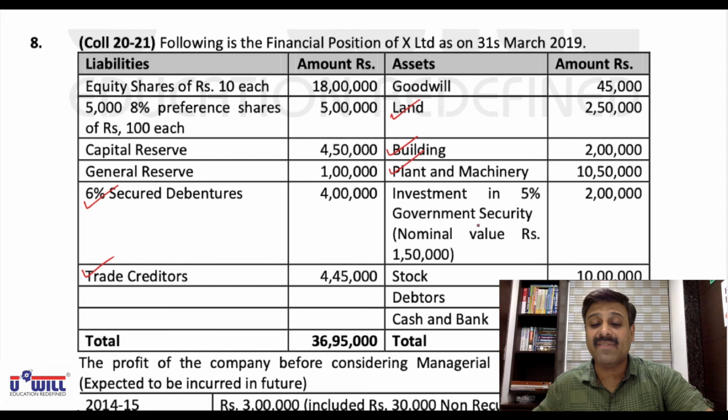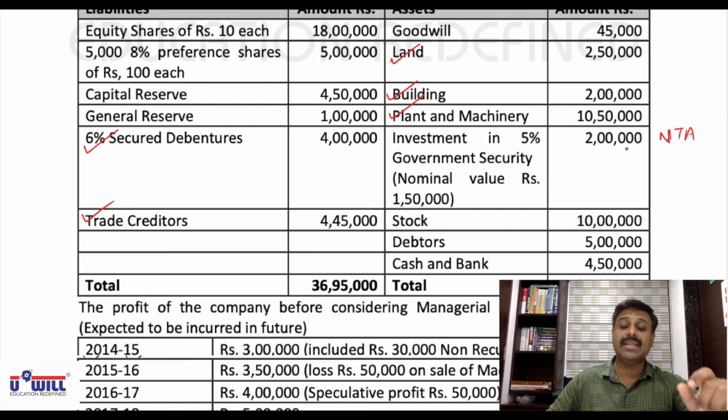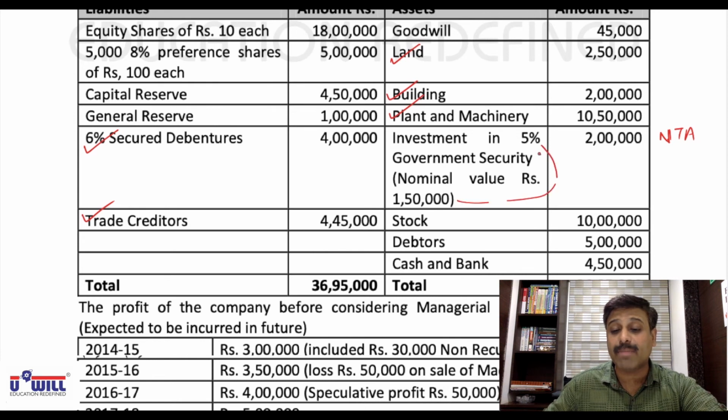Now investment in 5% government security. Government security means it's a non-trade asset, and a non-trade asset won't be included. The money is not going into the business. Trade asset means the money should be invested in your own business. Here you are investing in government security, so it's a non-trade asset. However, this 1,50,000's 5% interest will also be earned, which would be included in our profits. So 1,50,000's 5%, 7,500, is the income from non-trade assets, which we will have to minus in all the years.